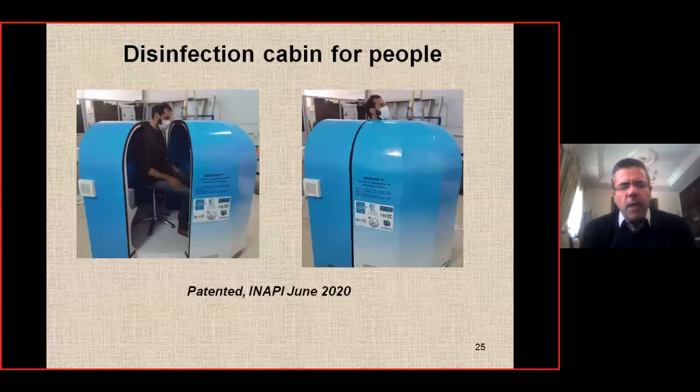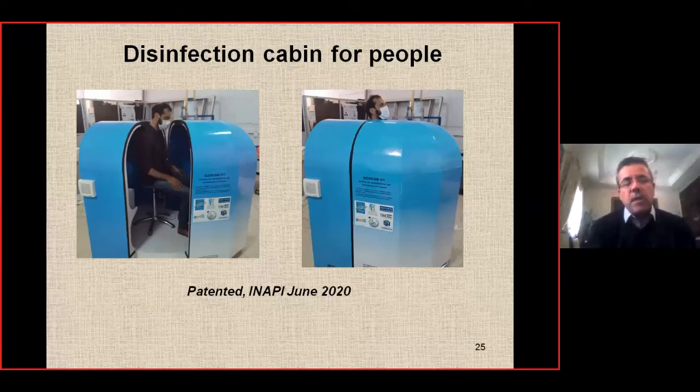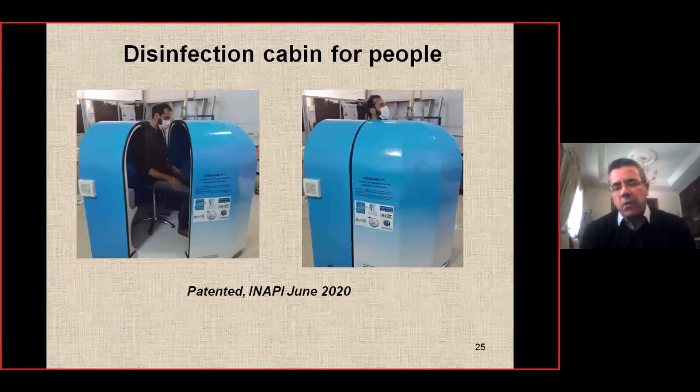Another device that we developed during the COVID pandemic is the cabin for disinfection of people. As you see, it's a well-sealed cabin where the person enters. Inside there is an ozone generation system, so the person enters and closes the door. It was also patented in June 2020. The person stays in the cabin for, let's say, 5 minutes, and afterwards the person is totally disinfected.